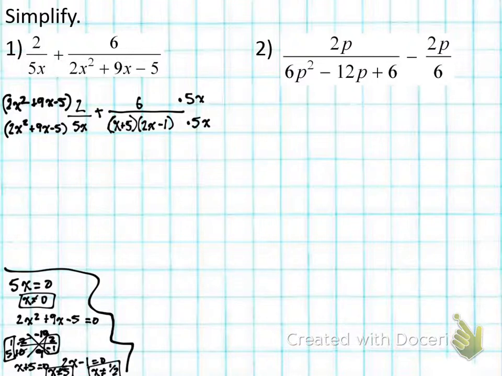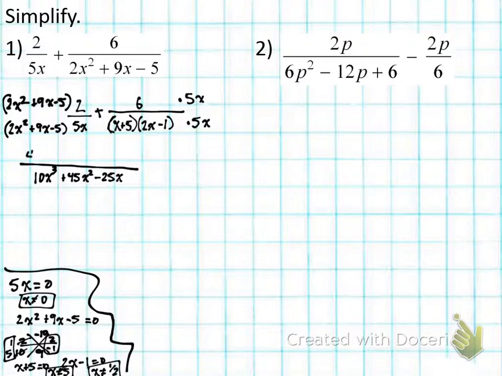2x squared times 2 is, what am I writing here? Something's wrong here. Oh, this is my denominator. 2x squared times 5x is 10x cubed. Okay? 9x times 5x is positive 45x squared. Negative 5 times 5x is negative 25x. Okay? Is this making sense right now? So that's my new denominator.